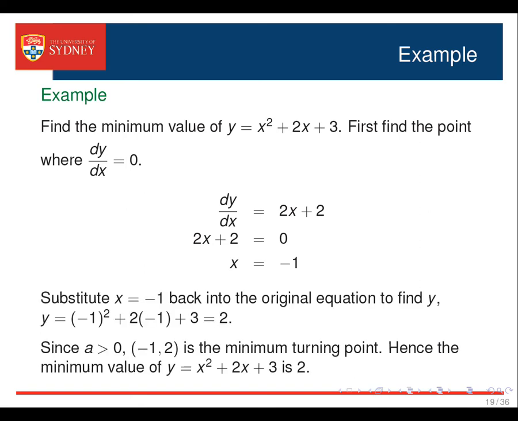Substitute x equals minus 1 back into the original equation to find the corresponding y value. When x equals minus 1, y equals 2. Since the coefficient of x squared is positive, (minus 1, 2) is a minimum turning point. Hence, the minimum value of y is 2.